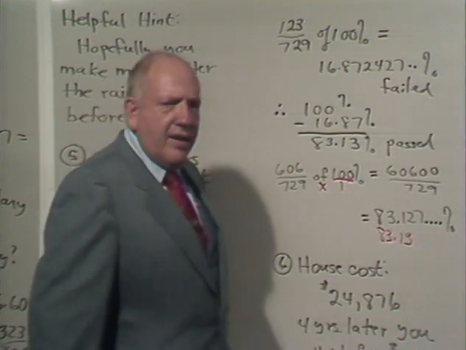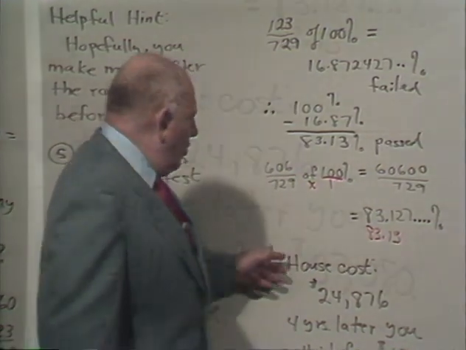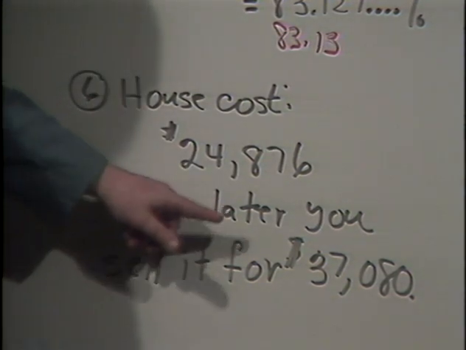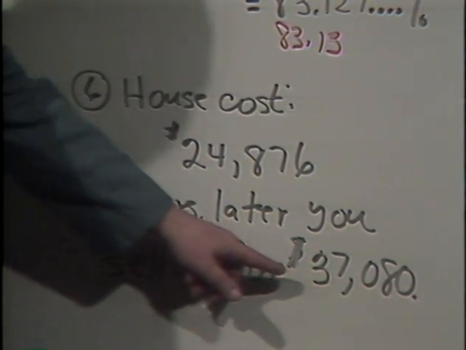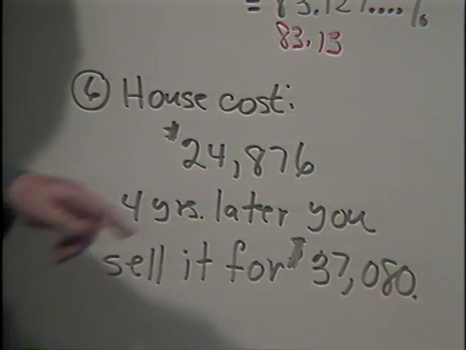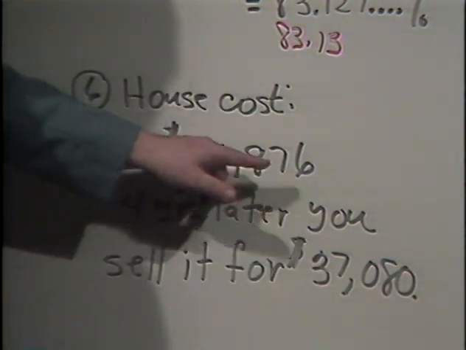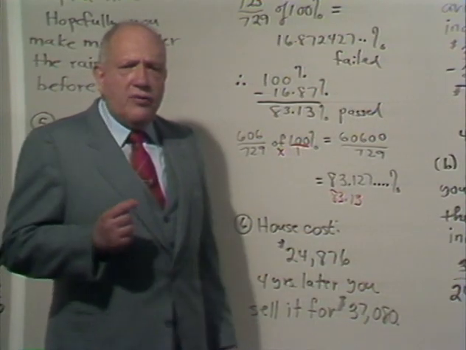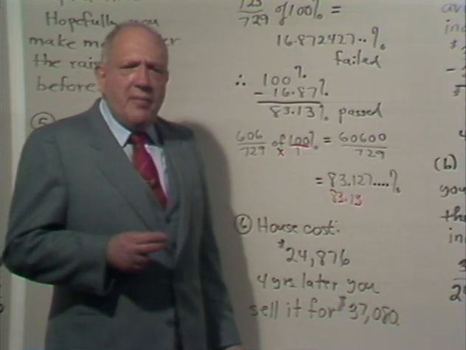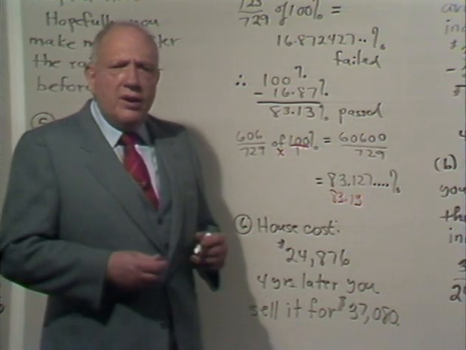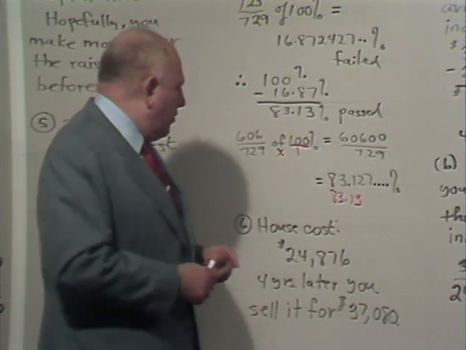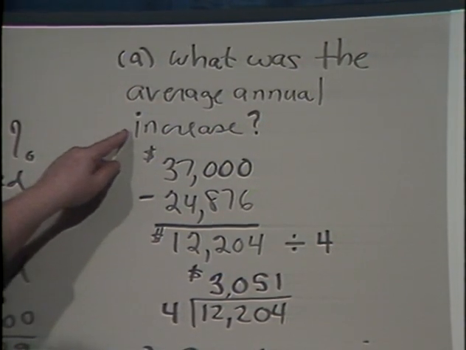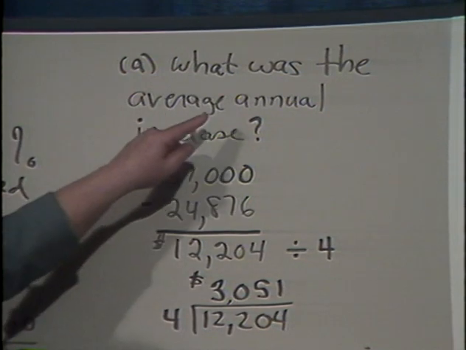Problem number 6 is an investment type of problem. You bought a house for $24,876. 4 years later, you sold it for $37,080. Well, now you know, if I subtract these two numbers, I know how much money I made on the sale. But I've had the house for a certain number of years. If I had left the money in the bank, money would have been accruing over each year. So a very natural question that I could ask is, what was the average annual increase? See, what was the average increase per year?